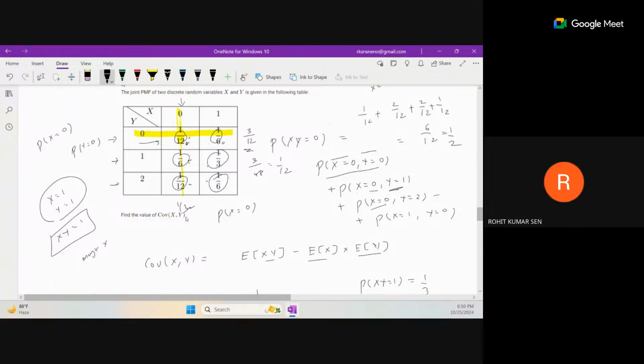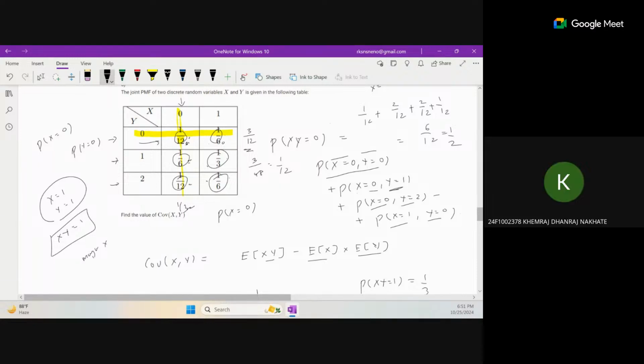And x is equal to 0, y is equal to 2. So 0 into 2 is again what? 0. So x is equal to 1, y is equal to 0, my x into y is again what? 0. So if you see here, I have at least one 0 here. So 0 into anything is what? 0. So that's how I am getting the probability of xy is equal to 0. Now it is clear.